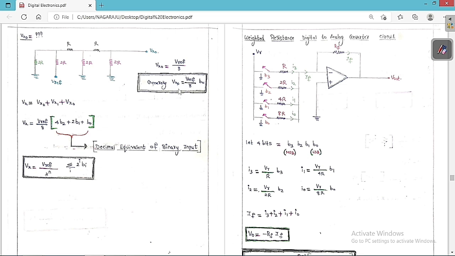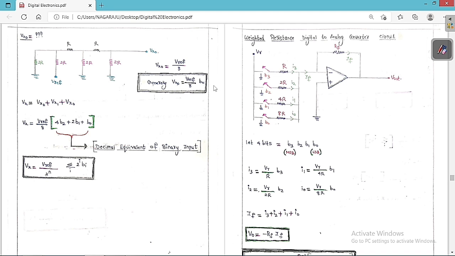General expression of Vx0 is equal to V reference by 8 into b0, because whenever the switch B0 is on, it means b0 is equal to 1. Whenever the switch B0 is off, it means b0 is equal to 0.